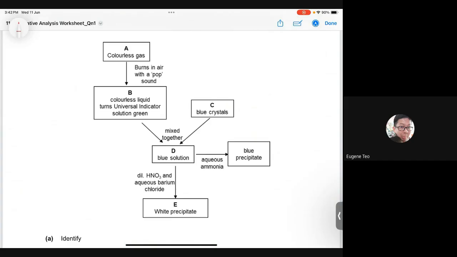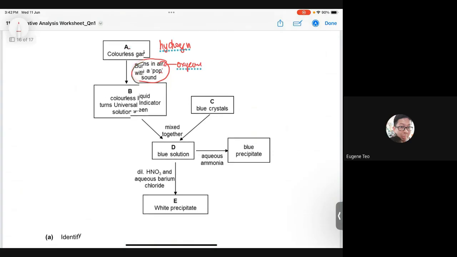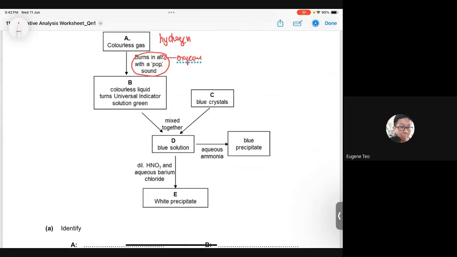Okay, so you see here, a colorless gas burns in air with a pop sound. This pop sound tells you, sounds familiar, right? Now, only one gas can do this. What is this gas here? This must be hydrogen. Hydrogen is the one that gives the pop sound. Why air? The oxygen in the air gives you the reaction, right? So hydrogen is gas A. The colorless liquid here turns universal indicator green. So this tells you it's a neutral liquid. So B obviously must be water.